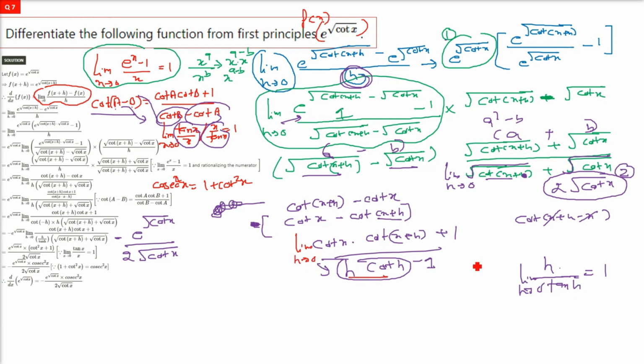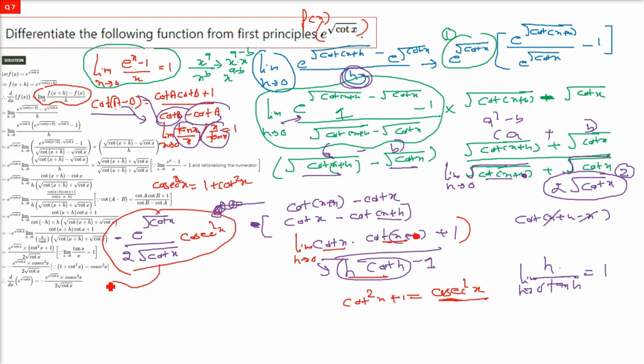Apply the limit here. Cot x, this is going to be 0. Cot x into cot x is cot square x plus 1. So cot square x plus 1, you know that it is cosec square theta, so cosec square x. Now this is what we got finally. Already we had this term. So I'm just taking this cosec square x here, and that will be our final value. That is going to be the final answer, the differentiation of this term.